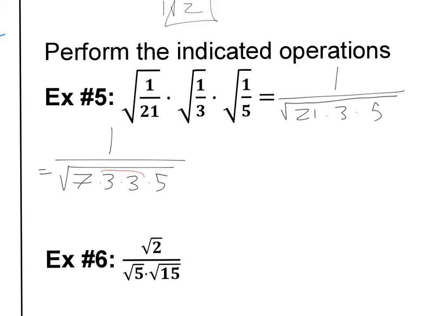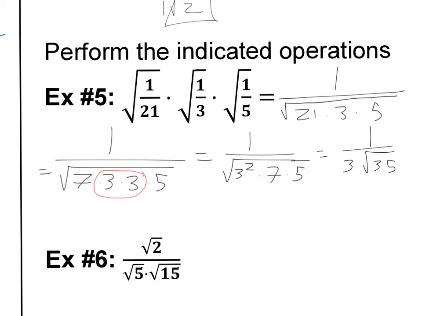Well, hopefully what you see here is you actually got a perfect square. In fact, if you wanted to, you could write this as 1 over the square root. Let's put the 3 in front, and instead of 3 times 3, I could write it as 3 squared times 7 times 5. And so we do see that there is a perfect square that we can pull out. This perfect square is 3 squared. Well, the square root of 3 squared is just 3, so we could write this as 1 over 3, and 7 times 5 is 35.